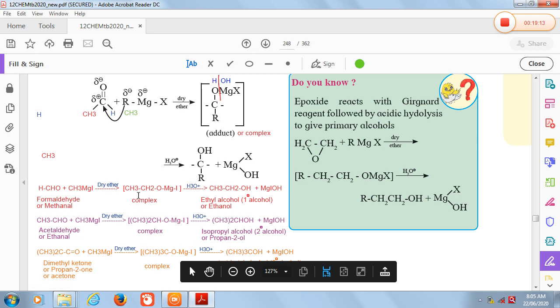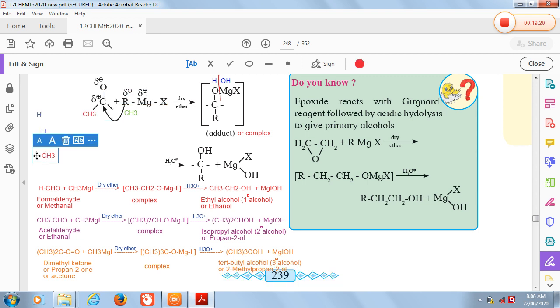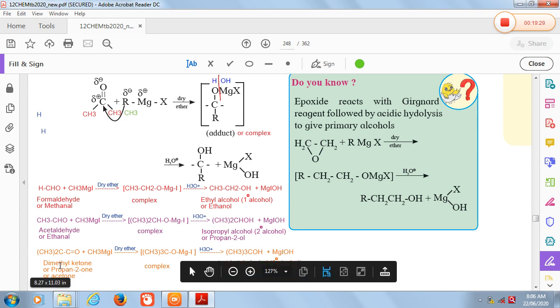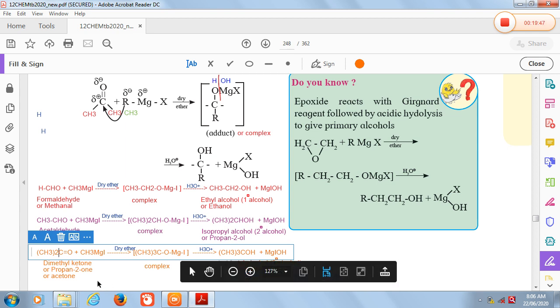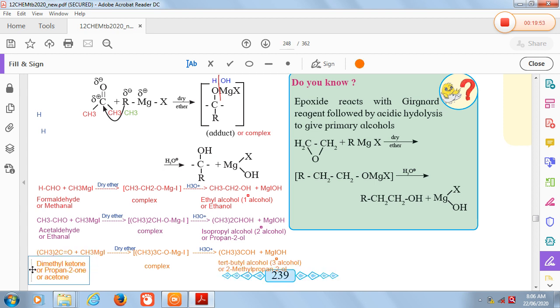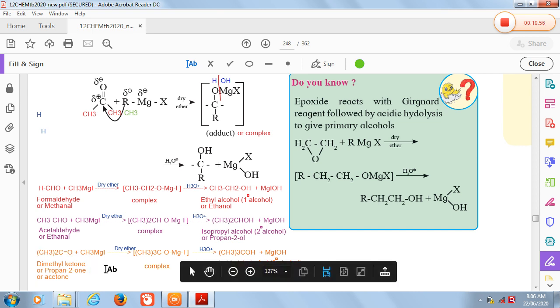Then if we choose a ketone as a reactant, meaning two alkyl groups are attached to the carbonyl carbon, then it is a ketone. For example, CH3 C double bond O CH3. So your compound is (CH3)2C double bond O, that is dimethyl ketone, reacting with CH3MgI.